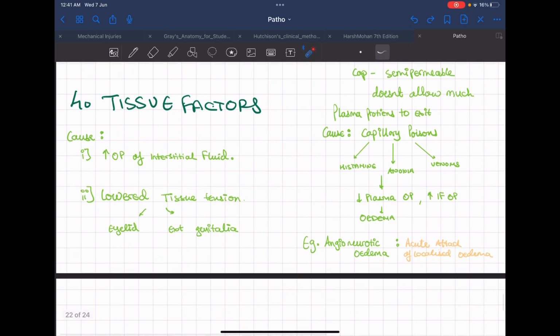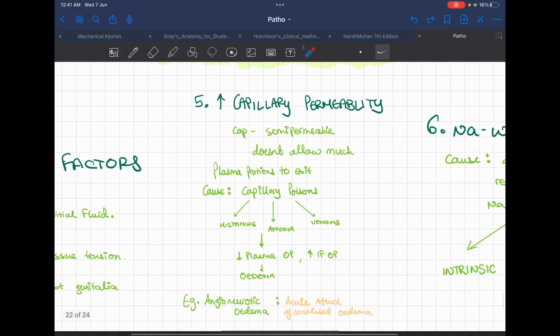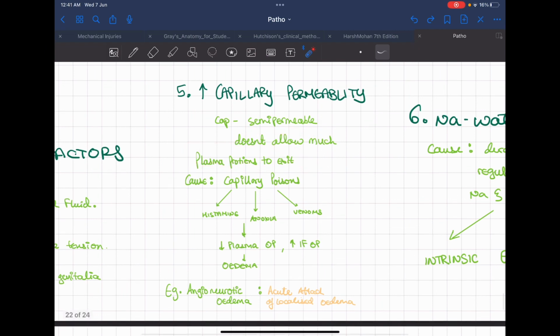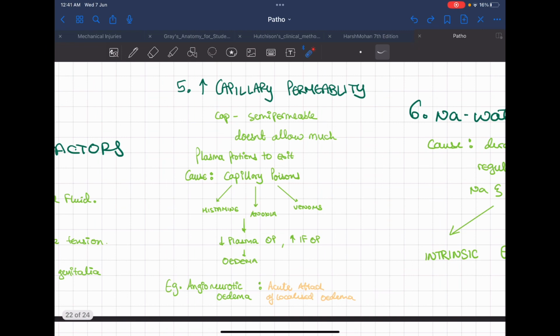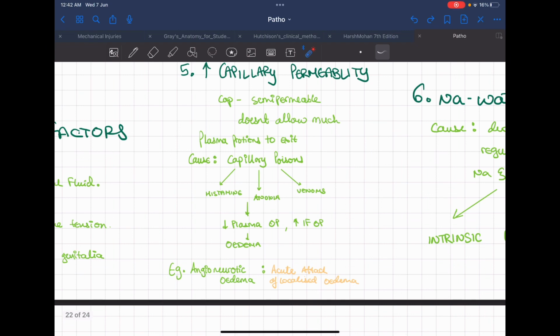Then we move on to the tissue factors. Again, tissue factors, you can remember this right now if you want. I will explain it ahead in this video. Then we move on to the increased capillary permeability. Capillary is a semi-permeable membrane and doesn't allow much plasma proteins to exit. But due to some capillary poisons like histamine, anoxia, and venoms, there is decrease in plasma osmotic pressure and increase in interstitial fluid oncotic pressure, which causes edema.